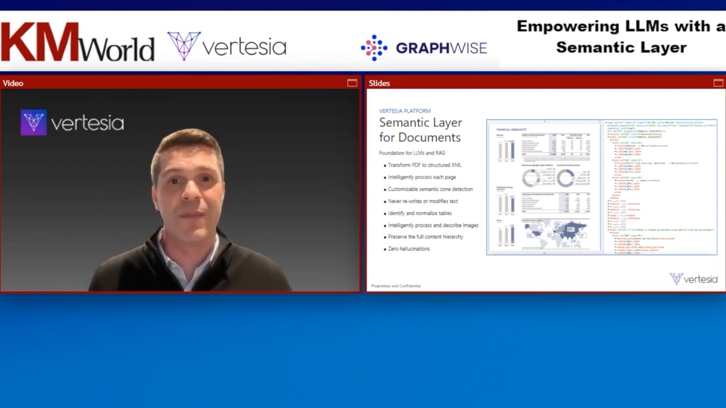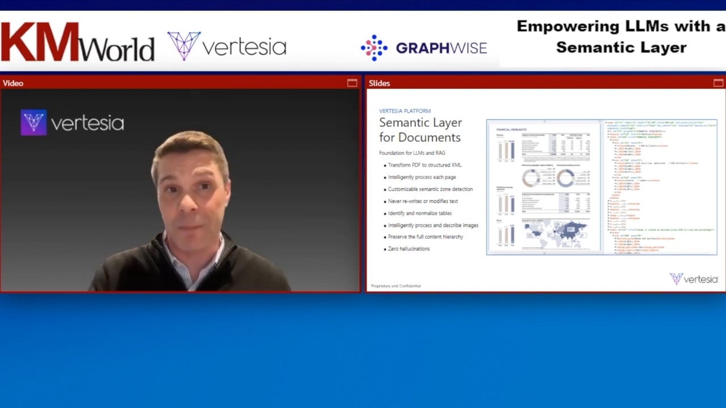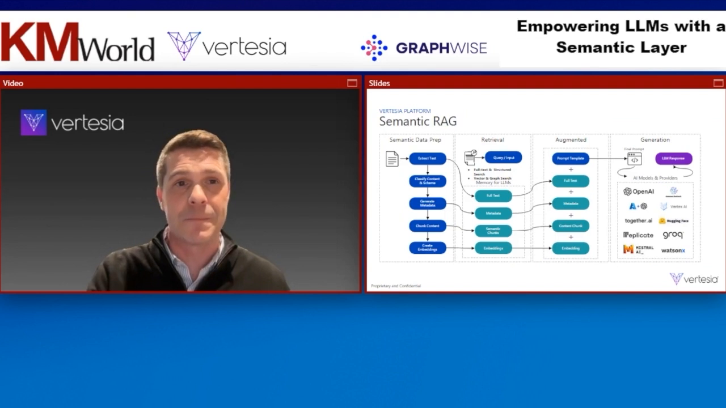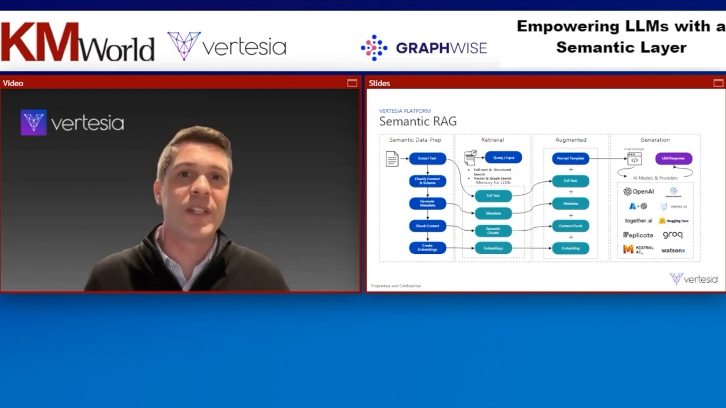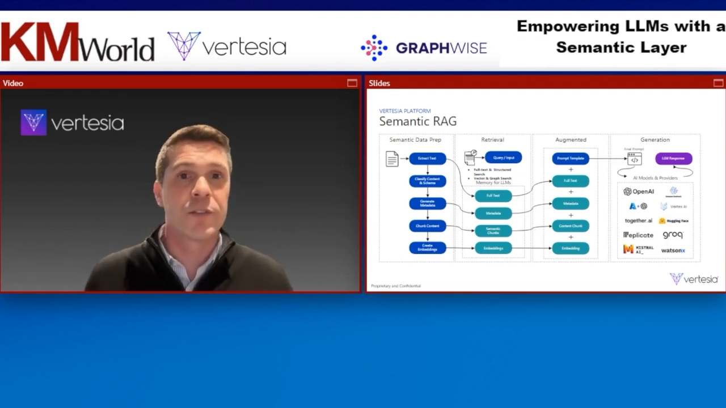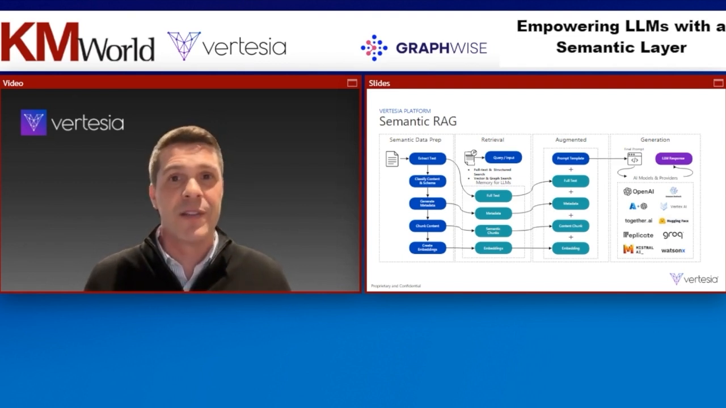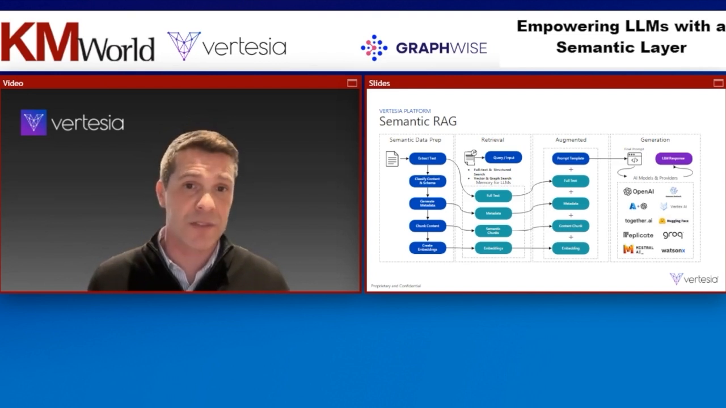So let's take this a step further and look at how these documents can also be used in a semantic RAG pipeline. So I'm going to focus here on how Vertisia utilizes LLMs to semantically prepare content for retrieval augmented generation, or RAG. So first, we're going to extract the text. This is where we can do either a basic text extraction or advanced processing to add a semantic layer that preserves the richness and meaning of complex documents.